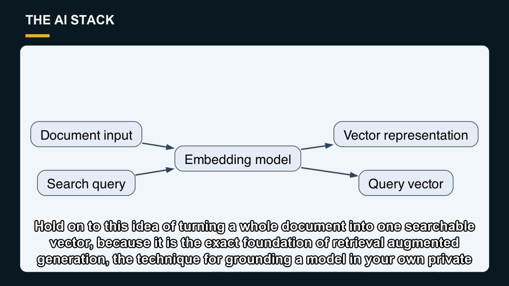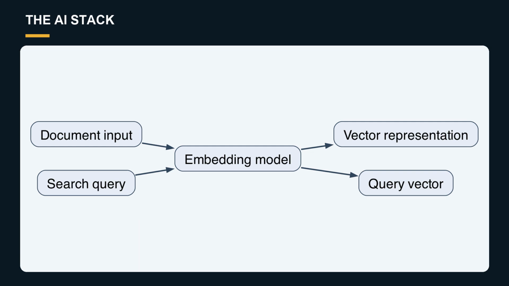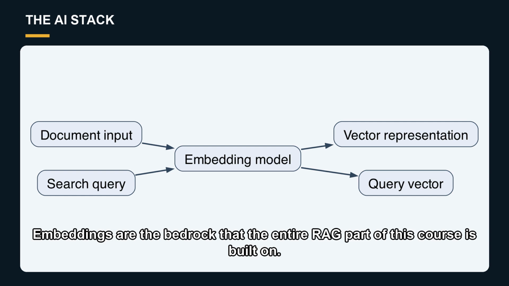Hold on to this idea of turning a whole document into one searchable vector, because it is the exact foundation of retrieval augmented generation, the technique for grounding a model in your own private data, which gets its own deep dive later in the series. Embeddings are the bedrock that the entire RAG part of this course is built on.